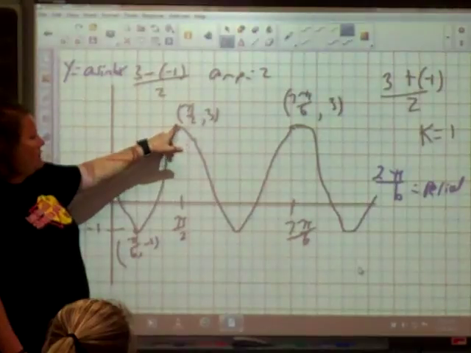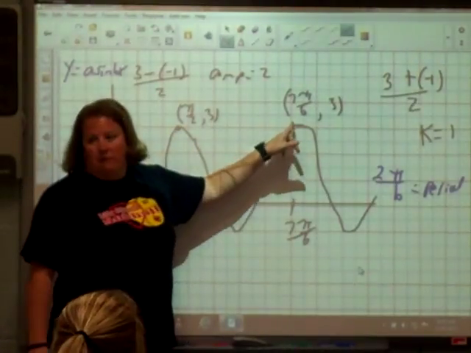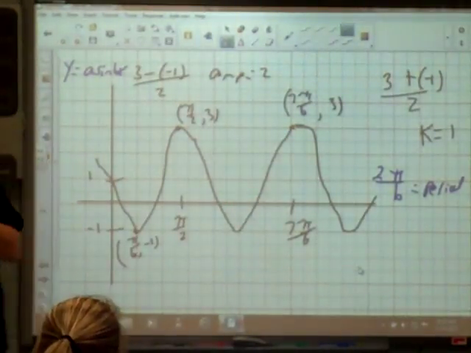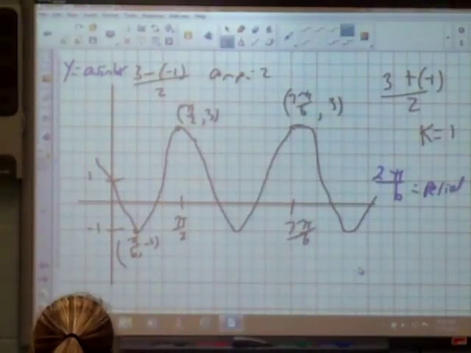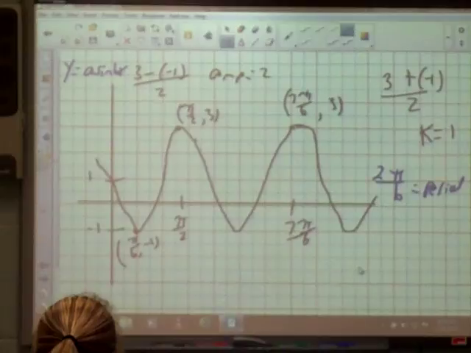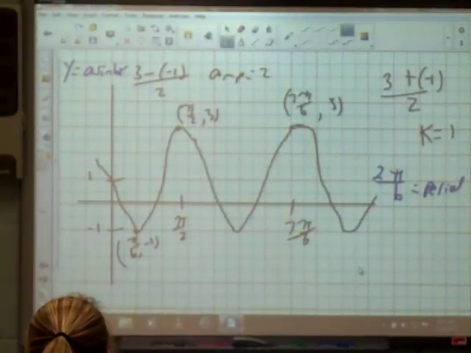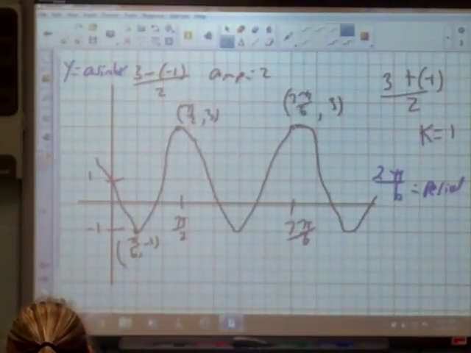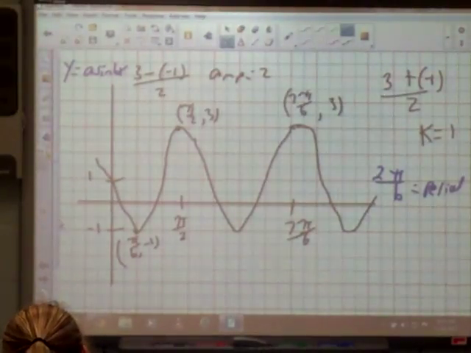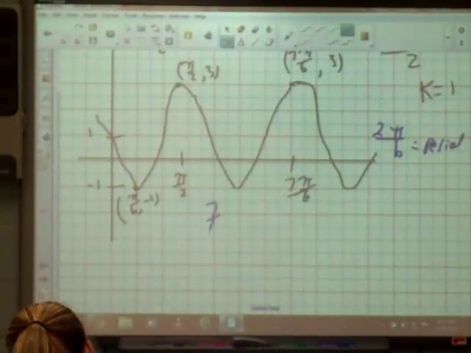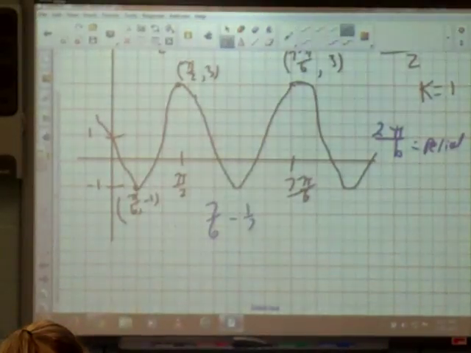Well, this one's at pi over 2, and this one's at 7 pi over 6, right? How do you find the distance between 2 points? Subtract them. So I'm not going to worry about the pi's, I'm just going to look at the fractions. I'm going to do 7/6 minus 1/2. 7/6 from here, 1/2 from here. So I've got 7/6 minus 1/2.